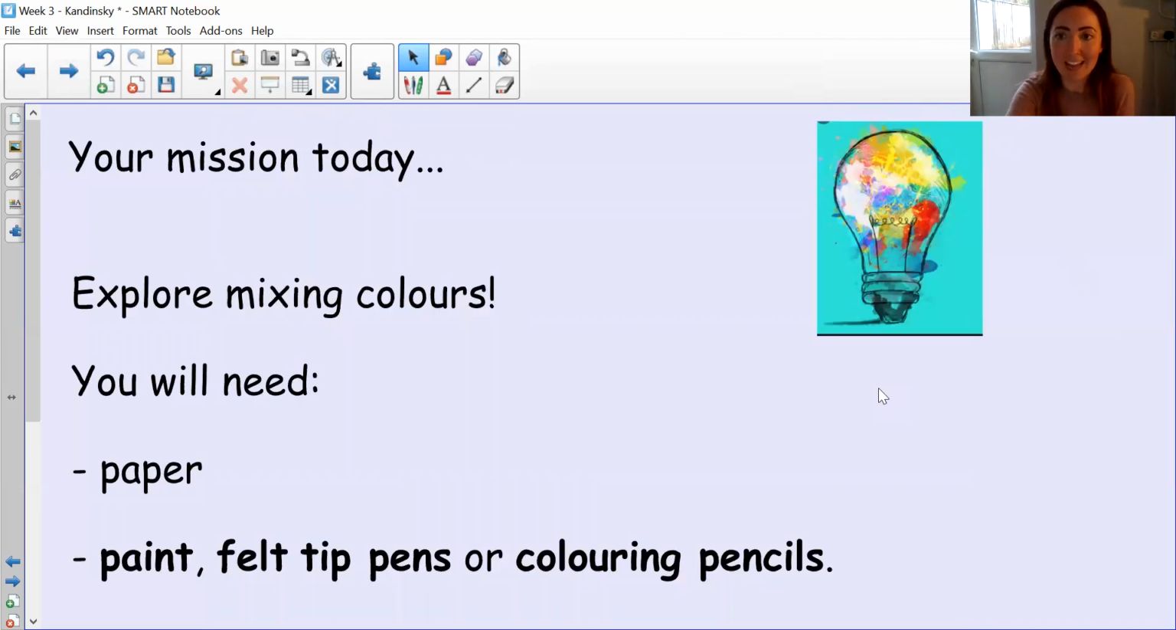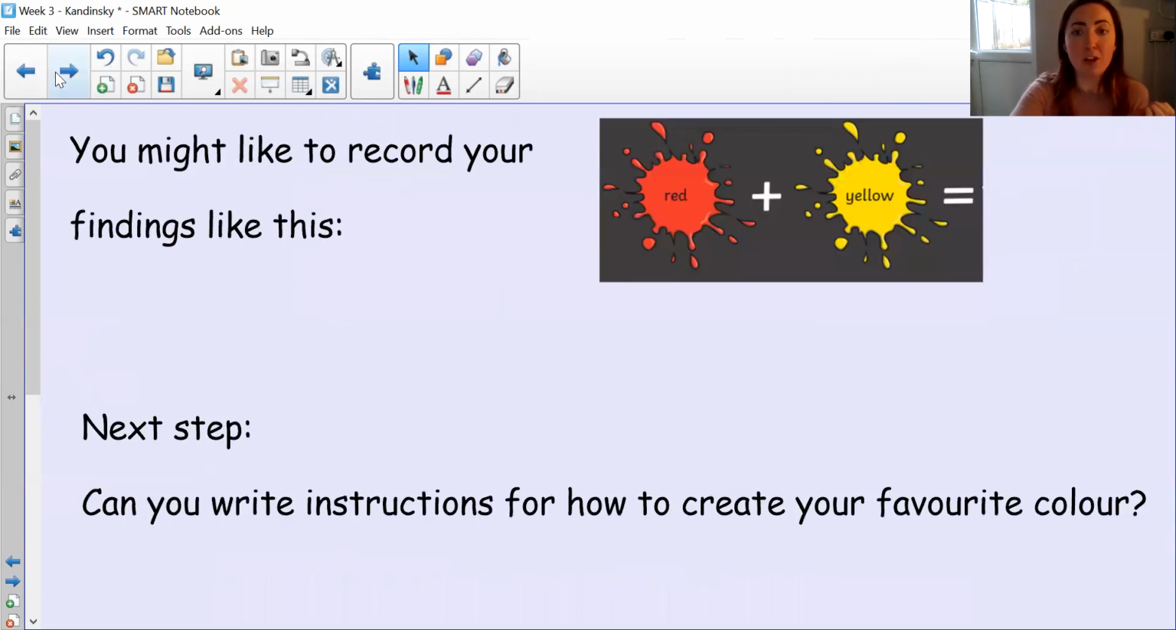So your mission today, your activity today, is to explore mixing colours. You'll need, as I said before, paper and then paint, felt tip pens or colouring pencils. Any of those will work in your experimenting, in your exploring. When you've got your resources, you might like to record your findings like this. You might, for example, take some red paint and then add yellow paint, so two separate blobs, and then equals, you can do another kind of blob or shape, whatever you want to do, of what colour that made when you mix those two colours together.